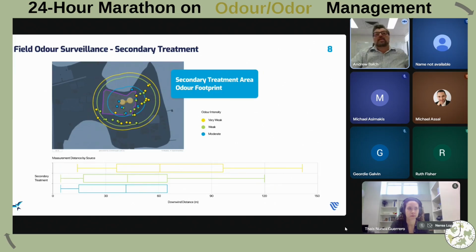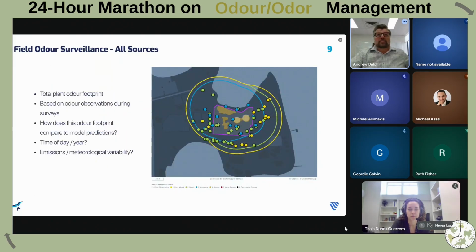Here you can see the spread and odour footprint of the secondary treatment sources. This slide shows the spread and odour footprint of all plant sources combined. The field odour surveillance data suggests that the odour modelling may overestimate the plant's odour footprint.